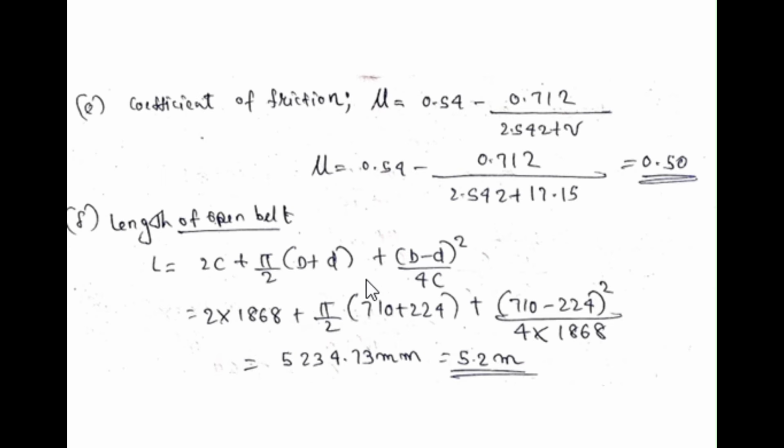So this is the equation of open belt. We know all the parameters: c, the center distance, the capital D, small d, all that. So simple substitution will get the length of the open belt as 5.2 meter.